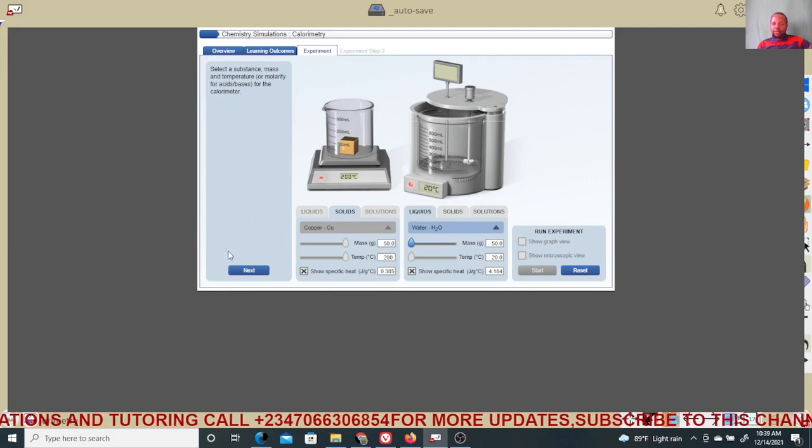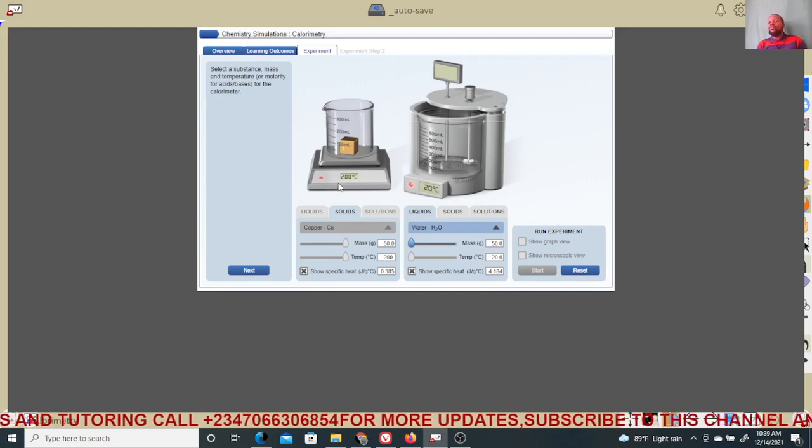Now, the next thing I'm going to do is mix this one with this one, then stir it to get the final temperature of the mixture. My dear students, always keep it in mind that when a higher temperature substance is mixed with a lower temperature substance, the one with higher temperature will lose heat to the one with lower temperature.